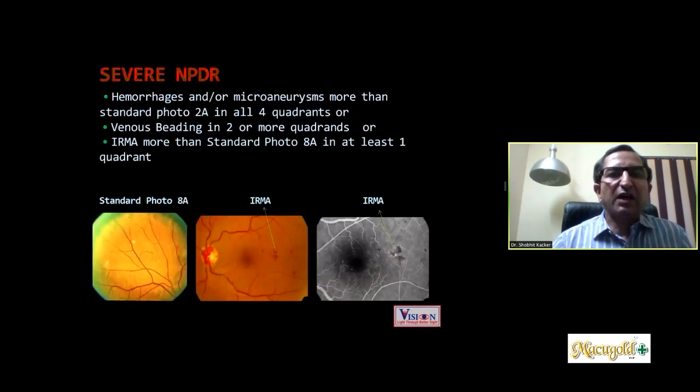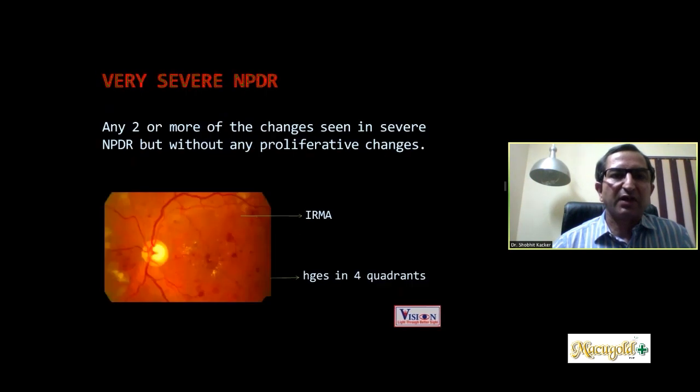In severe NPDR, the hemorrhages and the microaneurysms are again more than the standard photograph. There is the presence of venous bleeding, there is presence of intraretinal microvascular anomalies. So these patients will be termed as severe NPDR. And in very severe, if any two or more of the changes seen in severe are met with, then it becomes a very severe NPDR, and there should be absence of any proliferative changes.